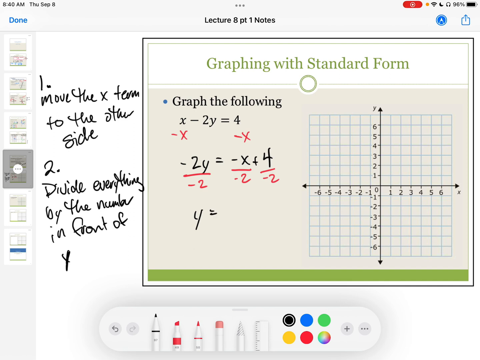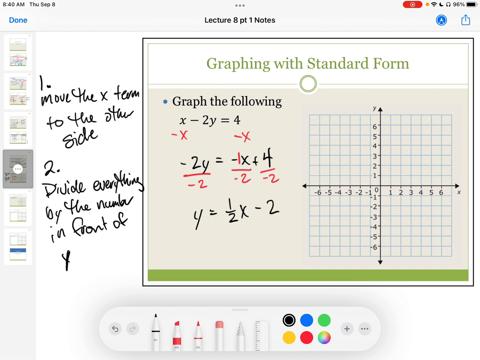I get y equals. Now remember on this here, that is a negative x. That's a negative 1x. So I have a negative 1 divided by a negative 2, which is just a positive 1/2 x. And then a positive 4 divided by a negative 2 gives me a negative 2. Okay, positive 4 divided by negative 2 gives me negative 2.